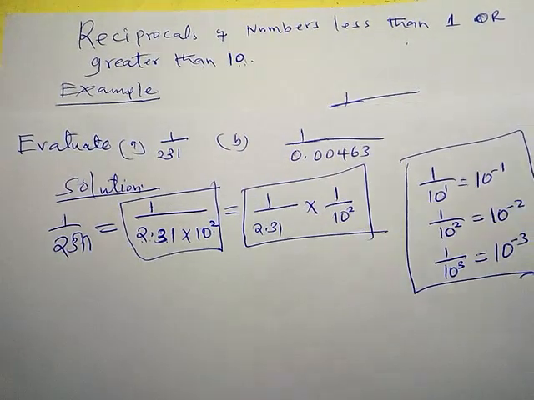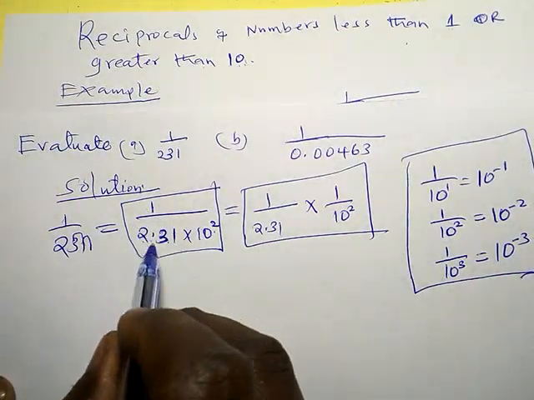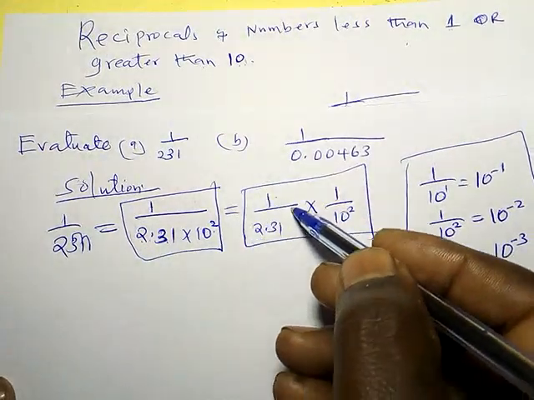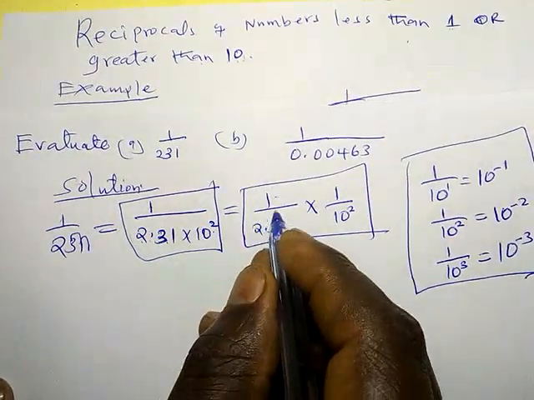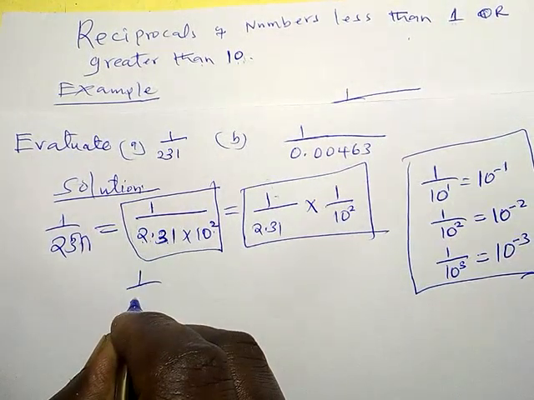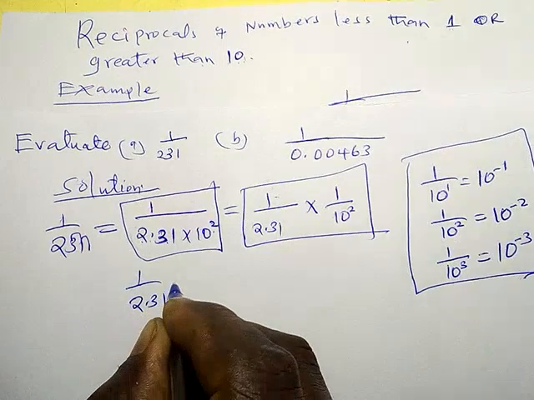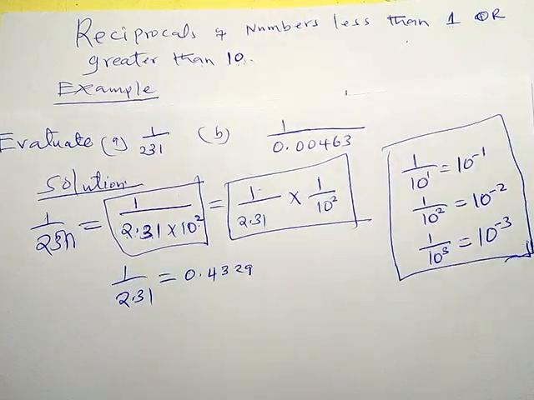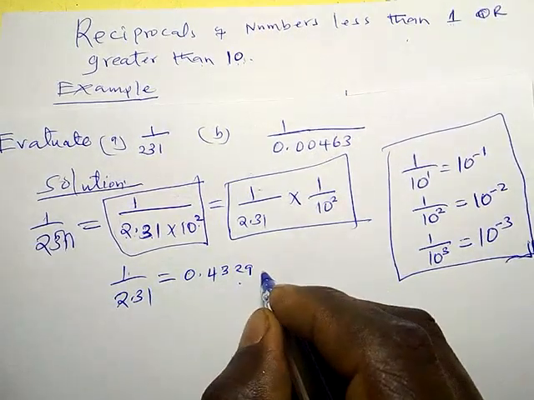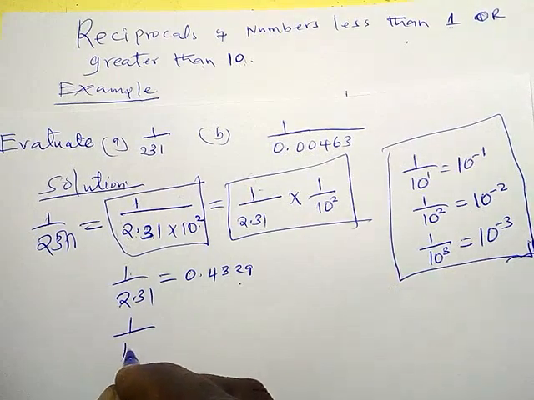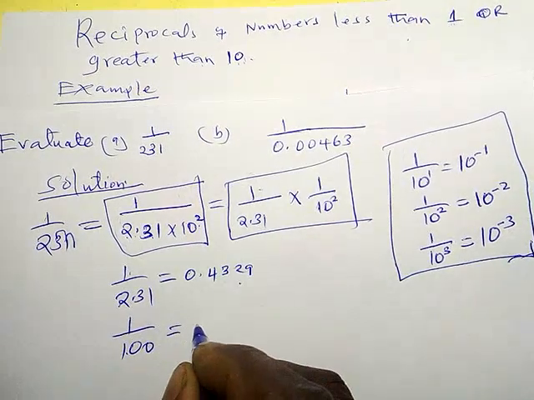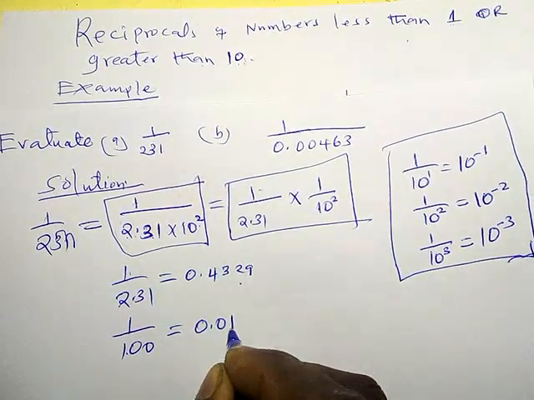Now we are here. So let us go to the figure. Let us get the reciprocal of this number. This is 0.1 over 2.31. The reciprocal of 1 over 2.31 is this. And we know that the reciprocal of 1 over 10 squared, that is 100, is 0.01.